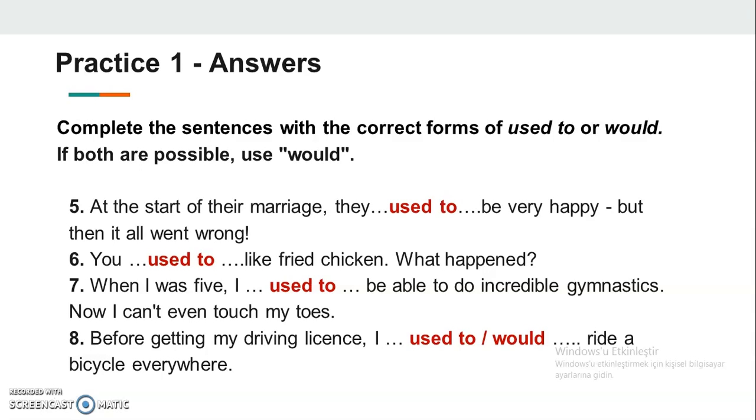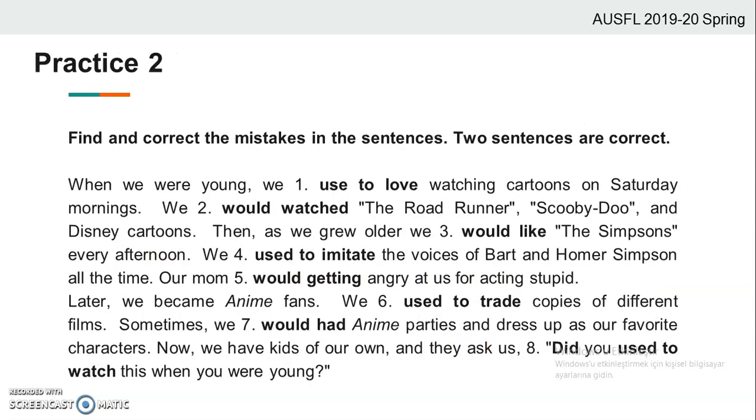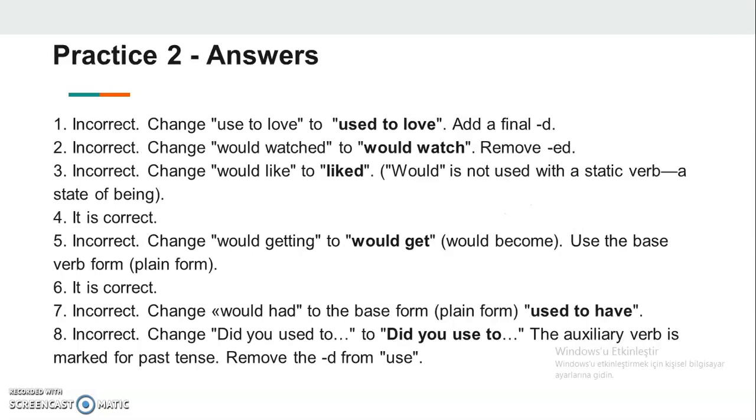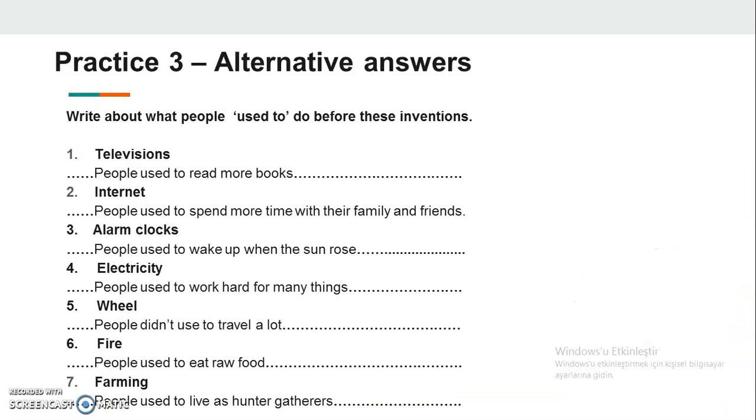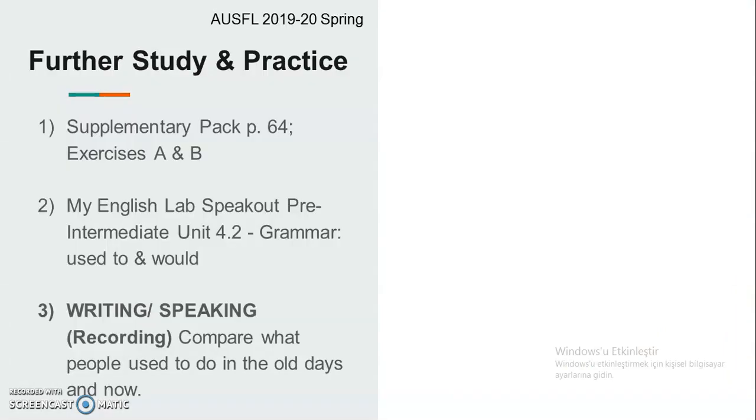Practice 2. Find and correct the mistakes in the sentences. 2 sentences are correct. The answers of practice 2 are explained here. For practice 3, use your imagination and write what people used to do before these inventions. Here are some alternative answers for you.